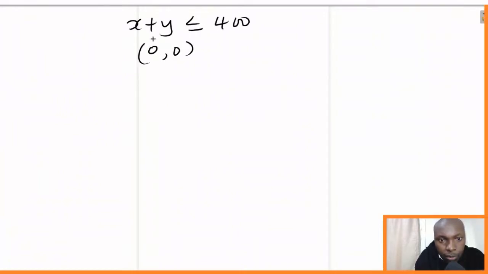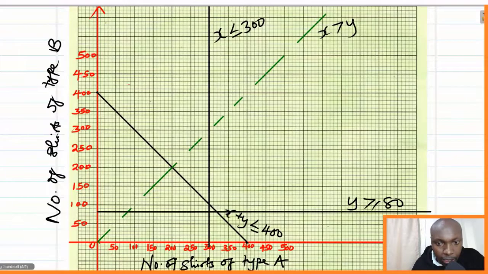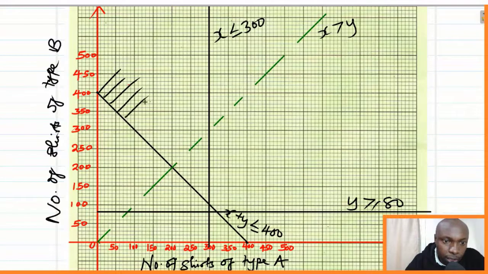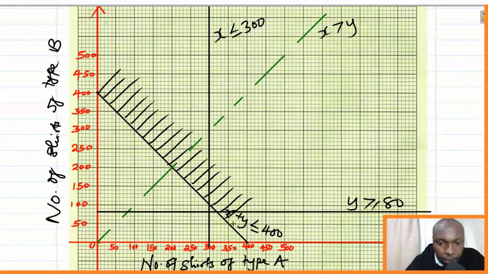So I have x plus y is less than or equal to 400. If I pick a point like 0, 0 and substitute here, x is 0, y is 0, you get 0 is less than or equal to 400. So that side where I've picked the point has satisfied. So this side is wanted, and the unwanted side therefore is this side that is here, since the point that I've picked on the other side of the line has satisfied the inequality.